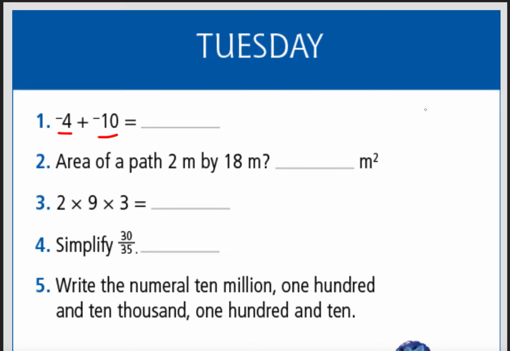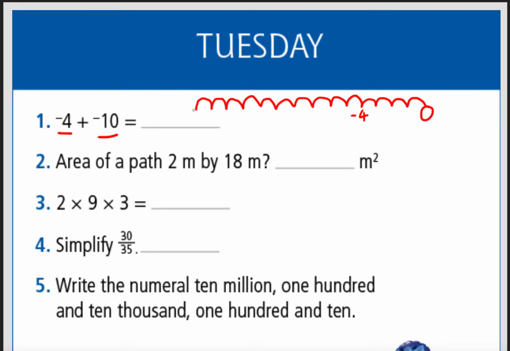Okay, so we start at 0. First of all, we're going to count back 1, 2, 3, 4. That brings us to minus 4. And what we're adding on to that is a minus 10. So we're going to have to count back 1, 2, 3, 4, 5, 6, 7, 8, 9, 10 more places.